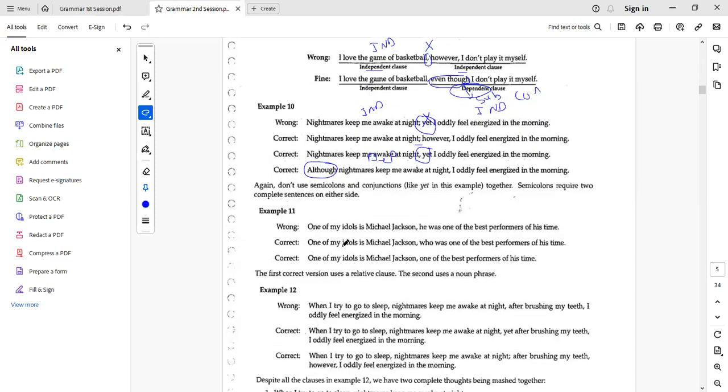Another one. One of my idols is Michael Jackson, independent. He was one of the best performers of his time, independent. He put a comma between them, wrong.